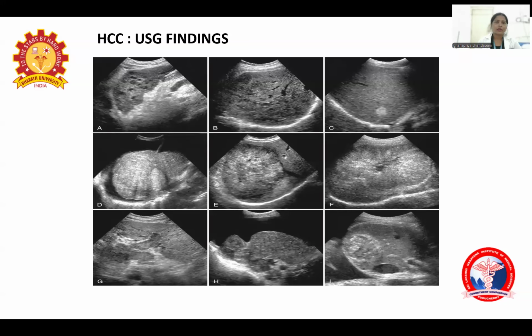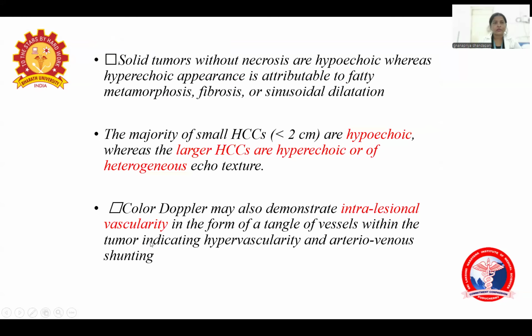So coming to the ultrasound appearance, it has varying appearance in ultrasound. In the background of a cirrhotic liver, there can be a heteroechoic nodule with cystic spaces, or a solitary hyperechoic nodule, or a large irregular heteroechoic lesion. So it has a varying appearance. You can also see a tumor thrombus within the veins.